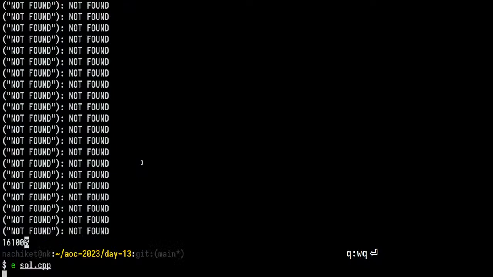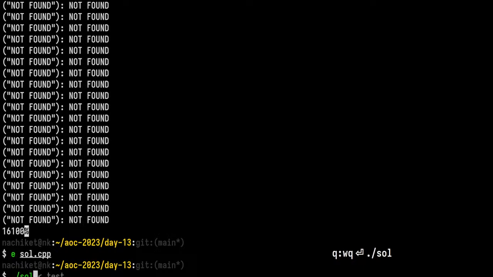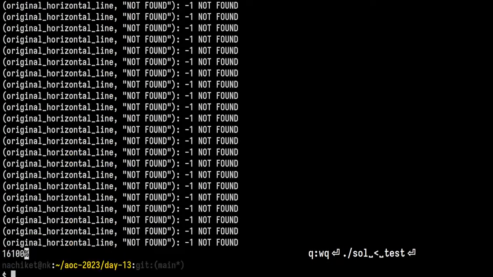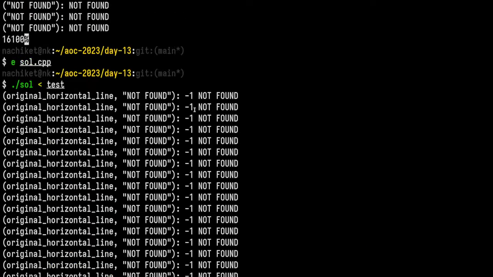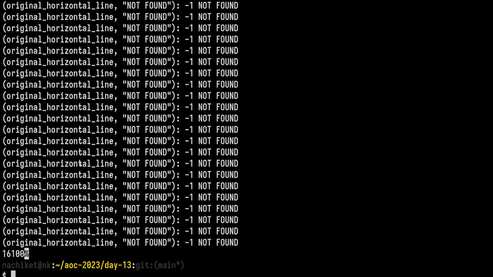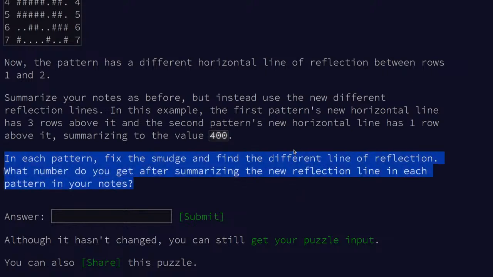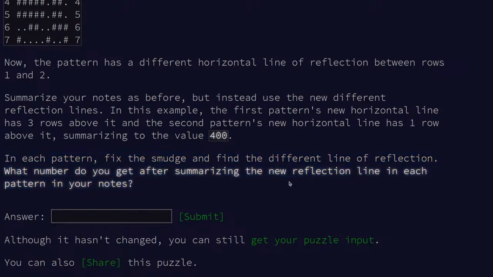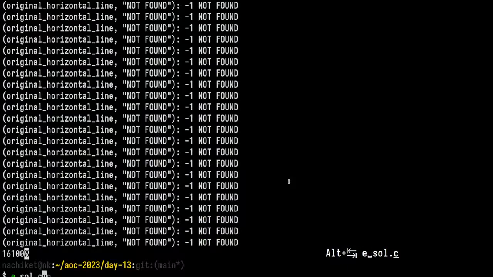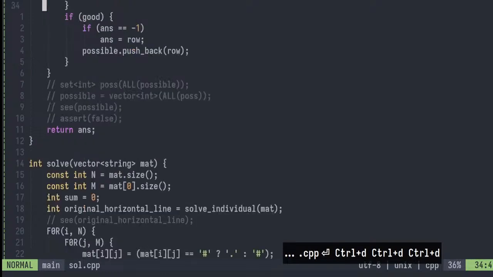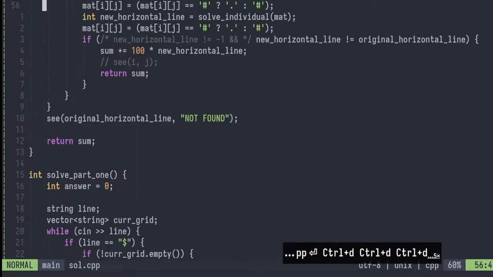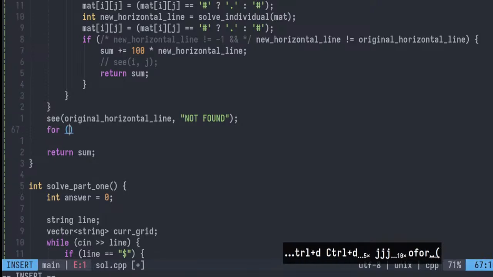We don't get anything for the samples. All of these are -1. In each pattern, fix this smudge and find the different line of reflection. What number do you get after summarizing the new reflection line in each pattern in your notes? Let's try printing this just to check whether maybe it was possible and there is something wrong in my implementation.